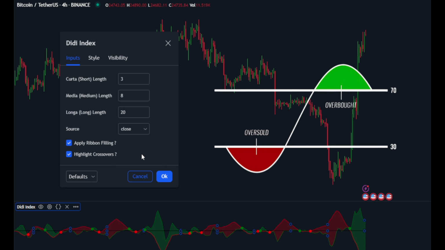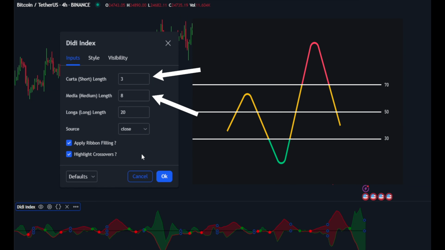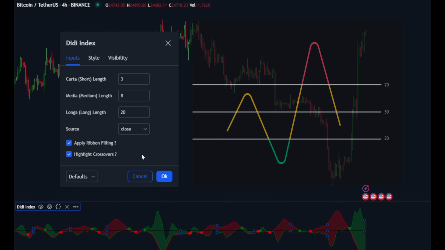The DD Index generates trading signals when the moving averages and RSI align in a certain way. When the short-term moving average crosses above the medium-term moving average and the RSI is above 50, it is considered a bullish signal. Conversely, when the short-term moving average crosses below the medium-term moving average and the RSI is below 50, it is considered a bearish signal.